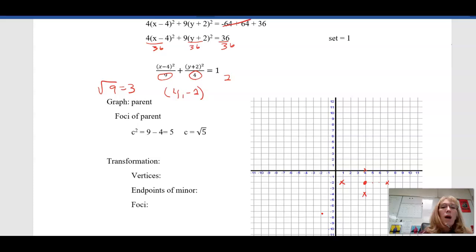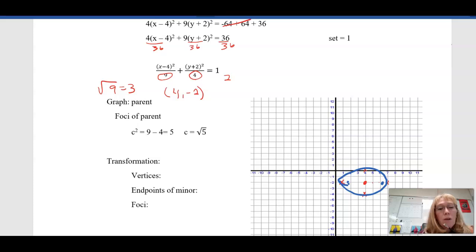Now we have to do the foci, just like before. So we take 9, the larger, minus 4, the smaller, equals 5, and the square root of 5 is 2.3. So from the center, we're going to go out 2.3: 1, 2.3 and put our dot, and 1, 2, 2.3 and put our dot. Now we just connect our vertices, and we have graphed our ellipse. Okay, I hope you did a great job.